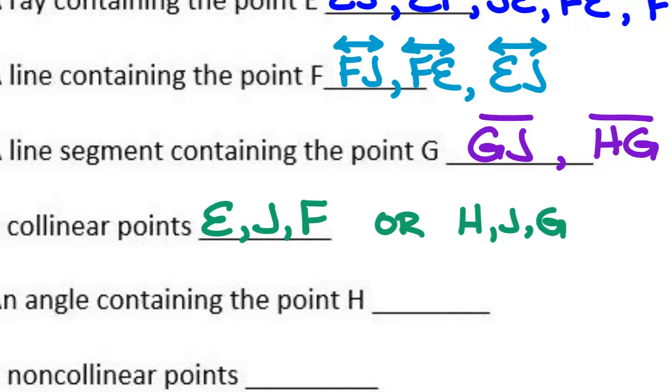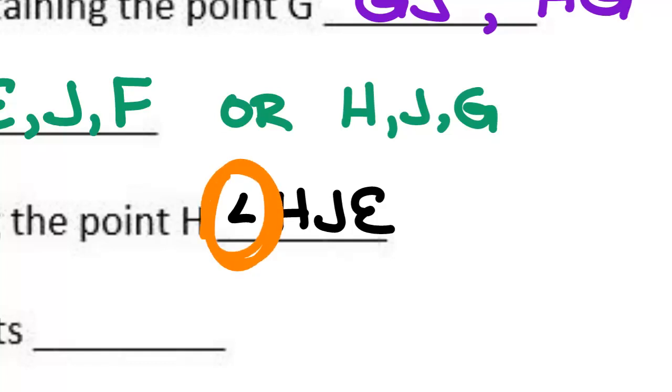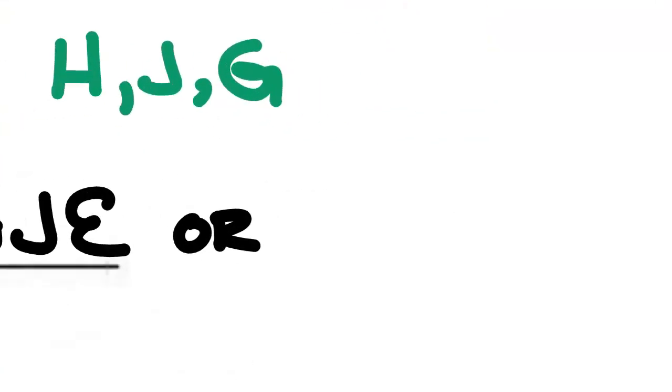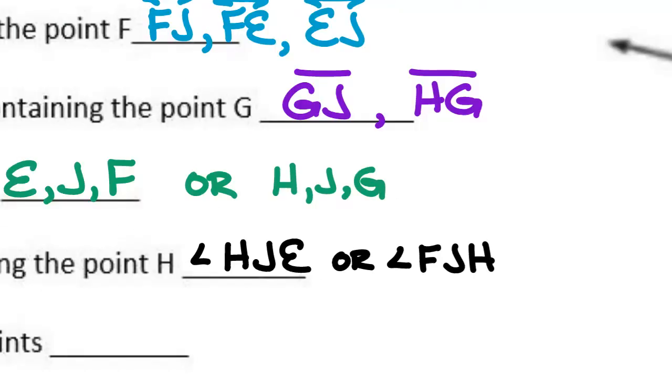Part E, we want an angle containing the point H. So I could do angle HJE. Please make sure you remember your proper notation for the angle. Or you could do angle FJH. If the first and third letters switch around, it's still describing the exact same angle.